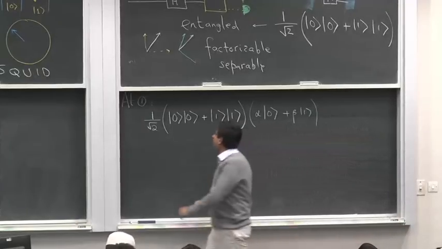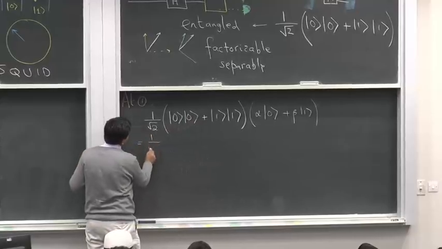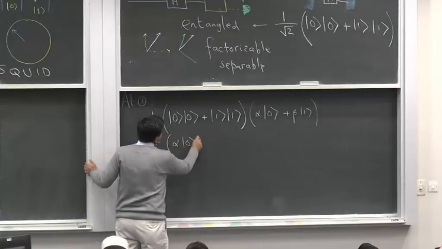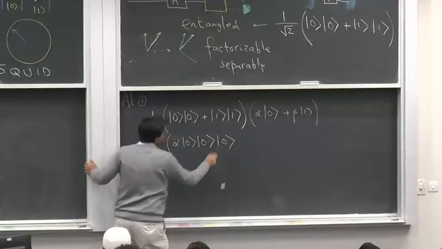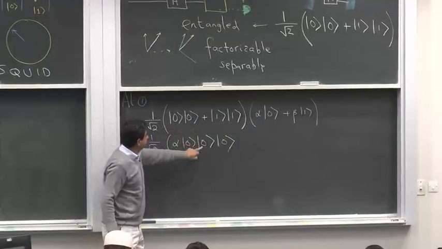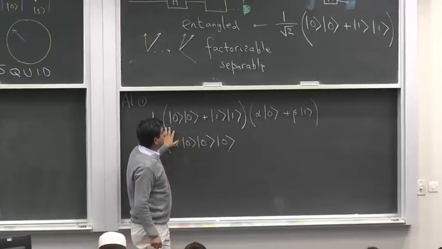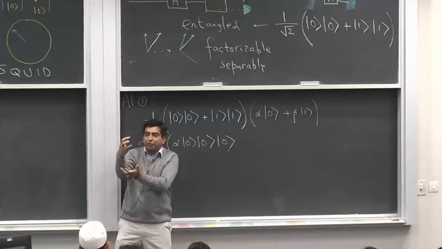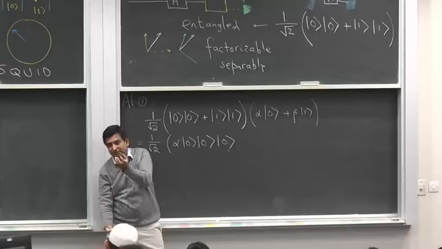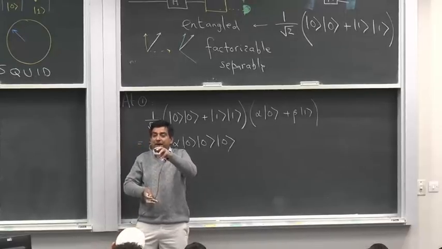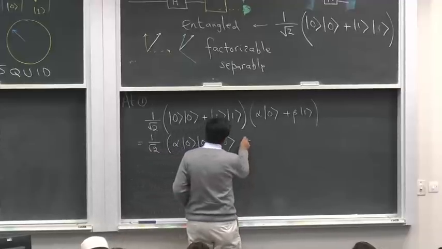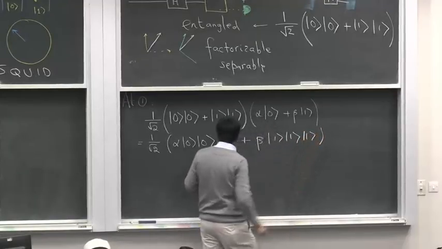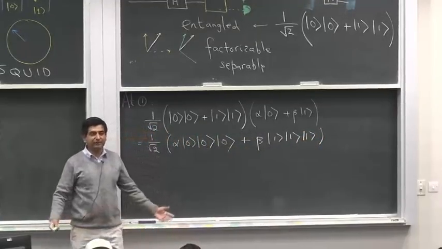Now I can write this state in the following fashion. 1 over root 2, alpha is just a constant, 0, 0, 0. First qubit, second qubit, third qubit. Is this state separable? The first and second qubits are separable from the third qubit. But the first and second qubits are entangled amongst themselves. Plus beta 1, 1, 1. Alpha and beta are totally unknown. They carry all the information about the state.